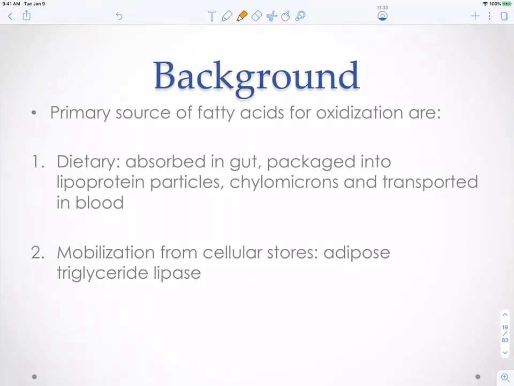So we're going to talk about oxidation of our fatty acids. And so the primary sources of fatty acids to be used as energy are going to, of course, be dietary, so what you take in from your diet. The second is going to be the release of cellular stores from adipose tissue, and this is going to be through a process using different lipases.